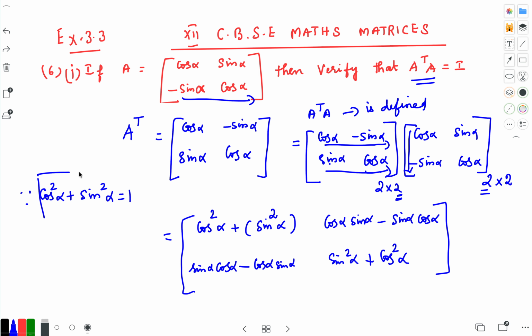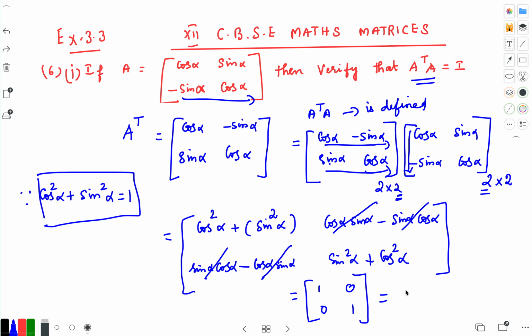Here cos alpha sin alpha minus sin alpha cos alpha will get cancelled, and sin alpha cos alpha minus cos alpha sin alpha will get cancelled. So this will become 0, 0. Sin square alpha plus cos square alpha is 1. That is equal to the identity matrix of order 2. So A transpose A equal to I.